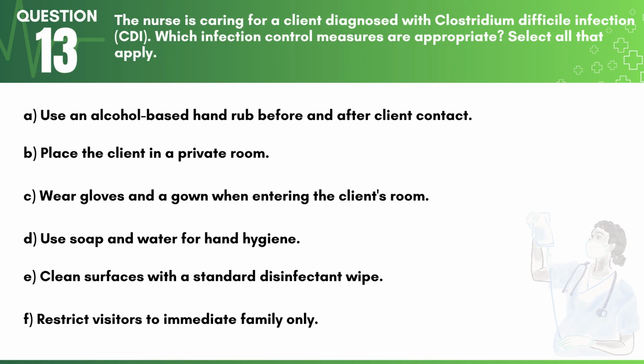Question 13. The nurse is caring for a client diagnosed with Clostridium difficile infection, CDI. Which infection control measures are appropriate? Select all that apply. A. Use an alcohol-based hand rub before and after client contact. B. Place the client in a private room. C. Wear gloves and a gown when entering the client's room. D. Use soap and water for hand hygiene. E. Clean surfaces with a standard disinfectant wipe. F. Restrict visitors to immediate family only.